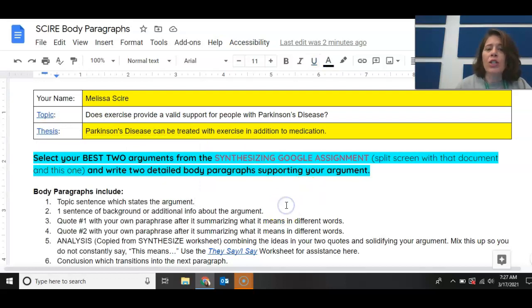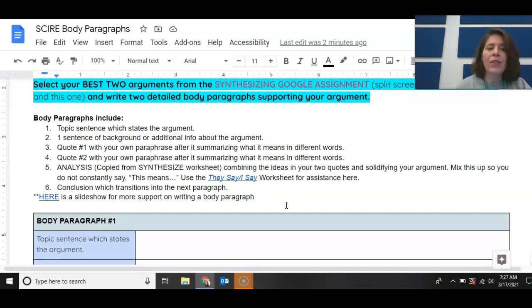So what belongs in your body paragraph? These are the pieces that you must have for your body paragraph. A topic statement that states your argument. At least one sentence of background or additional information about your argument. Your first quote, followed by your own paraphrase after it, summarizing what it means in different words. You actually need to make sure that you lead into the quote. So I'm going to put that on here.